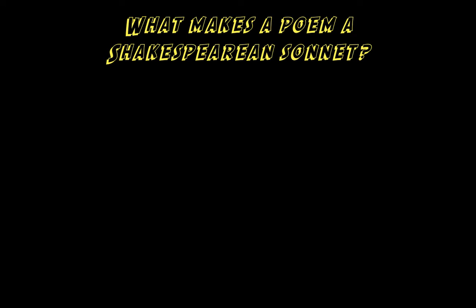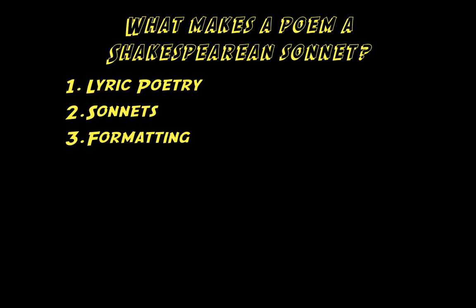Now, to answer the question, what makes a poem a Shakespearean sonnet, we're going to have to talk about a few different things. First off, we're going to talk about this thing called lyric poetry. Shakespearean sonnets are a form of lyric poetry. We'll get into that here in a minute. Then we're going to talk about what a sonnet is in general, because a Shakespearean sonnet is just a particular type of sonnet. So we'll talk about what a sonnet is just overall. We're also going to have to talk about the formatting of a Shakespearean sonnet when we get into the particulars of Shakespearean sonnets. Then we're going to talk about these things called quatrains.